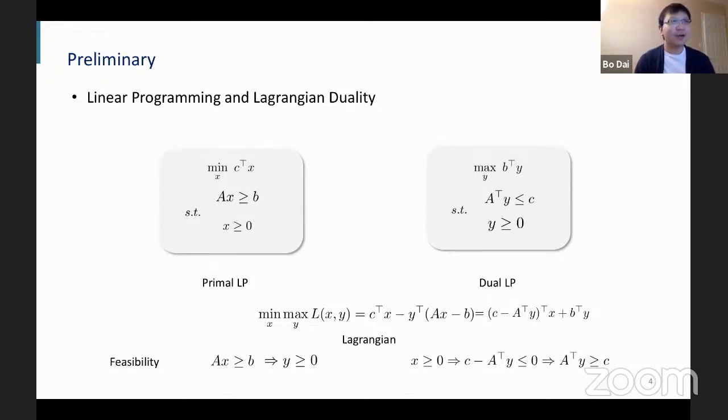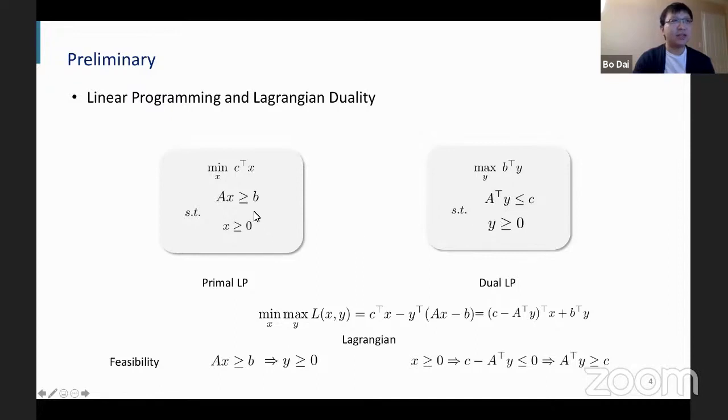Roughly speaking, we call this part the primal LP, because it's a minimization problem, in which we minimize the objective function, which is linear, and the constraint itself is linear. And we always assume the solution exists, which means the problem is feasible. That means it correspondingly has a dual. And the dual problem corresponds to maximizing a linear objective with respect to a linear constraint.